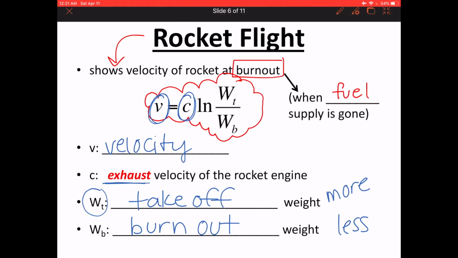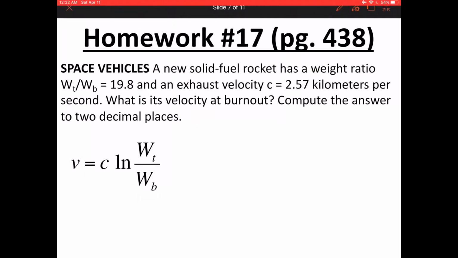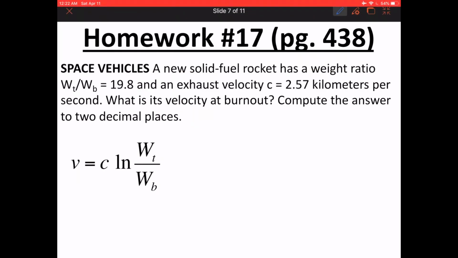So let's go ahead, let's use this equation for our rocket velocity example. A new solid fuel rocket has a weight ratio, Wt over Wb, equals 19.8, and an exhaust velocity, c, equals 2.57 kilometers per second. What is its velocity at burnout? Compute the answer to 2 decimal places.